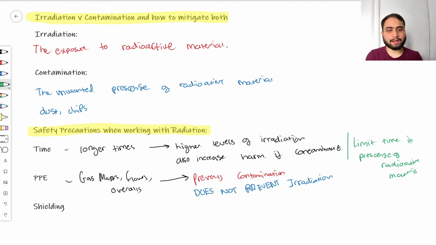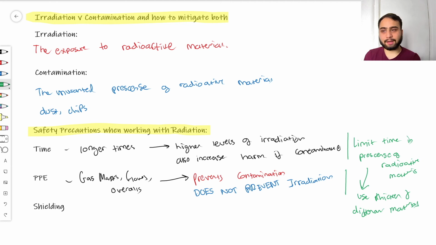So another thing that you can do with PPE to limit both irradiation and contamination is, again, limit time in presence of radiation. So this is going to be a very common theme. You can also use a thicker and more different materials of PPE, because some PPE will be rated for beta particles, some will be rated for more gamma exposure.